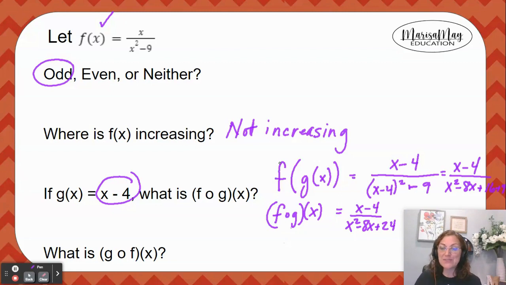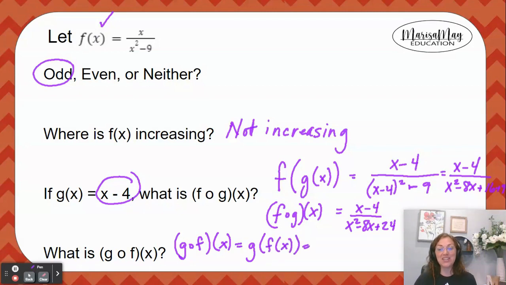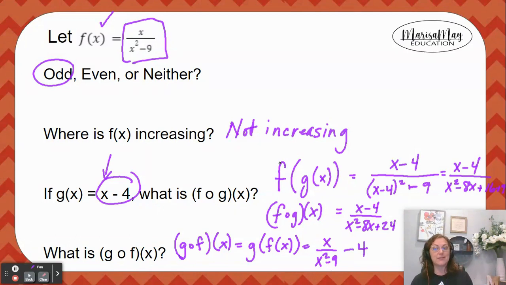Now, our last question for this function asks us to go the other way. What is g of f of x? So that means we're going to take the f of x that we've been working with, and we're going to put it in place of x in the g of x. So we're going to take the x minus 4, and in place of that x, I'm going to put that rational function x over x squared minus 9 minus 4. See where the x was, I now put f of x.